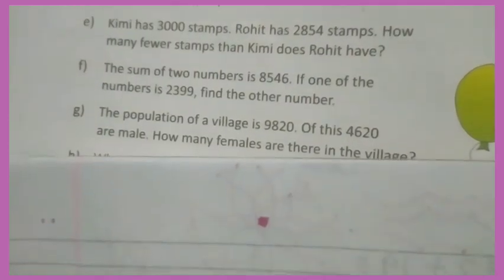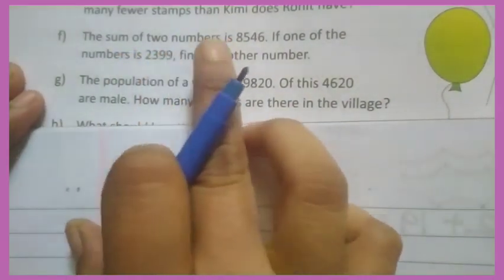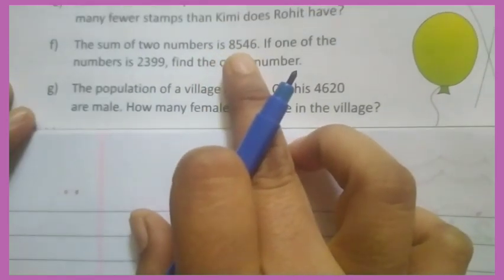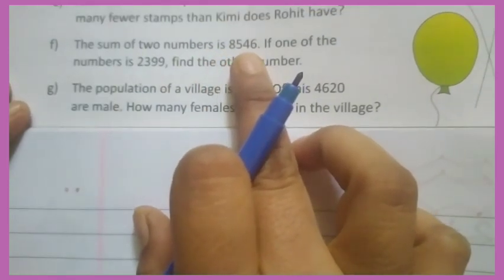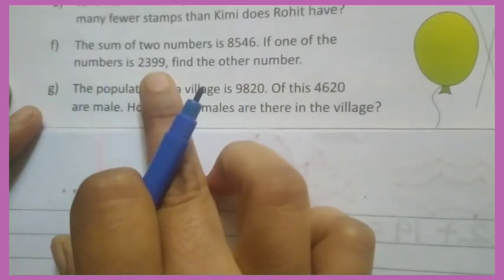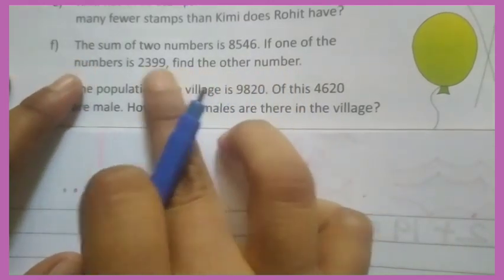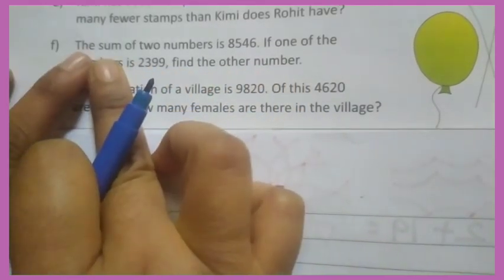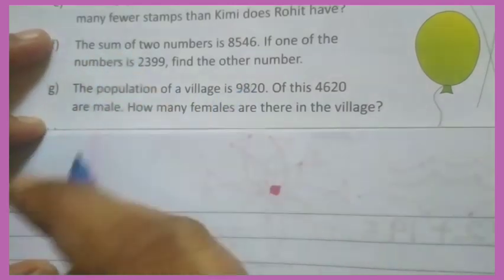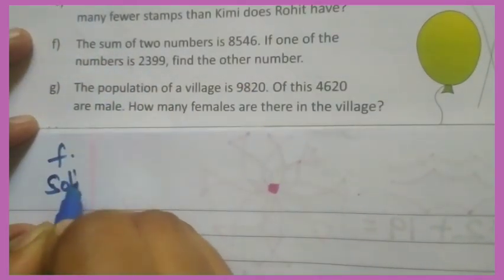Now I will explain F question. Okay. Look at F question. The sum of two numbers is 8546. If one of the numbers is 2399, find the other number. Okay. Here sum I already told. Sum means addition. Yes. Now look at F solution.